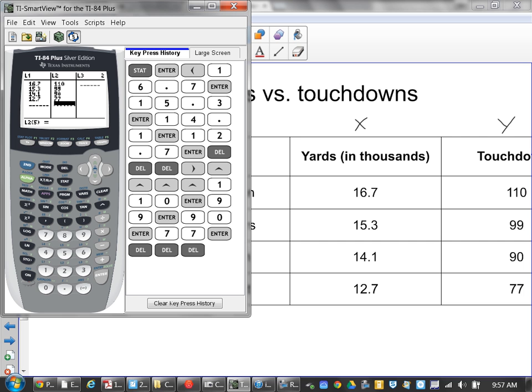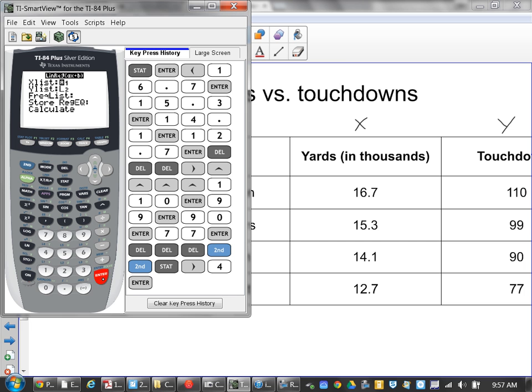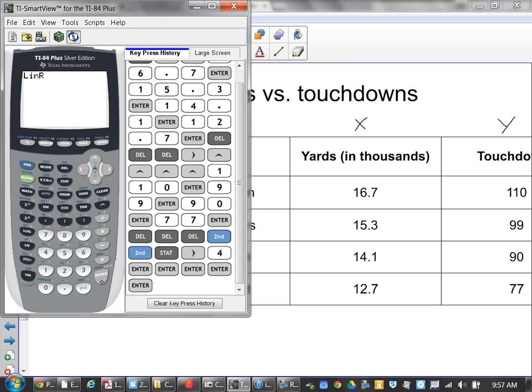Once you get your lists in, it's just a matter of go back to your stat. We're going to calculate. We're dealing with linear regression, so we're going to put option 4. Enter a bunch of times. And then you have your A value and your B value, so it's giving you your basic equation.